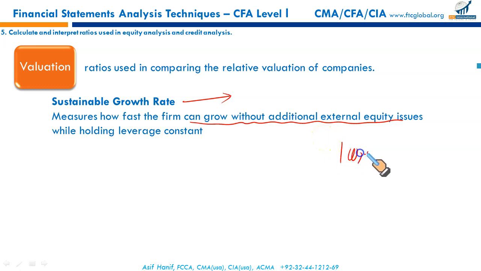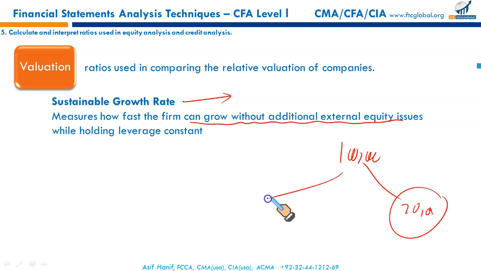If I earned $100,000, out of it if 20,000 is given as dividend, 80,000 has been retained. This retained profit will serve as a source of finance. So it measures how fast the firm can grow without additional external equities, using your retained earning as a source of finance.